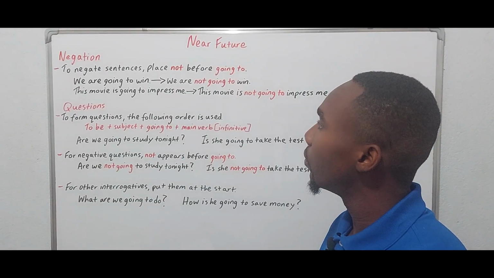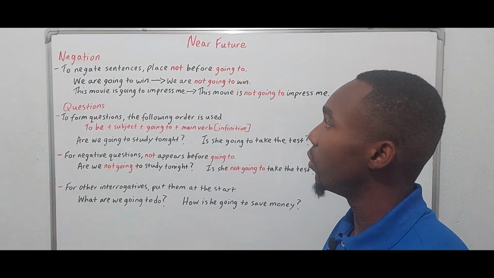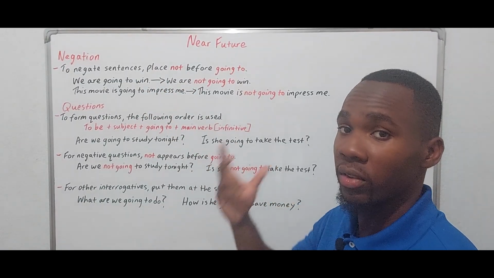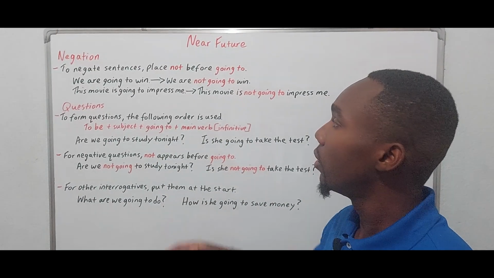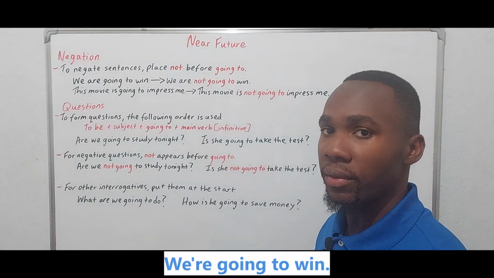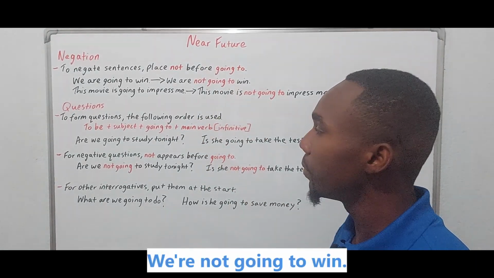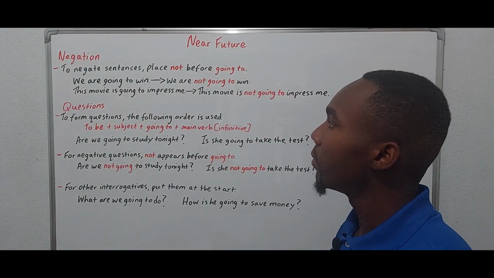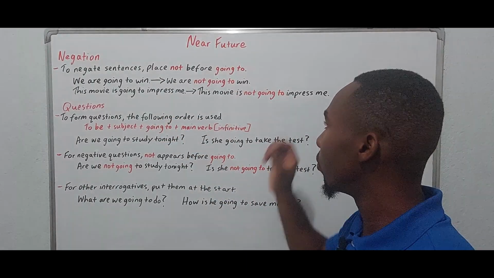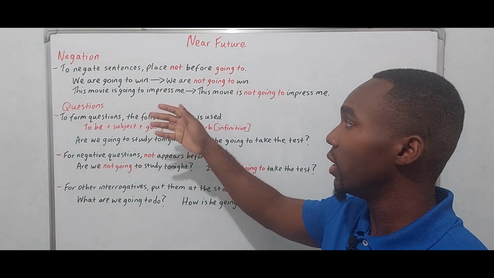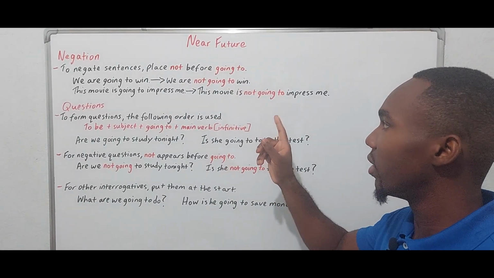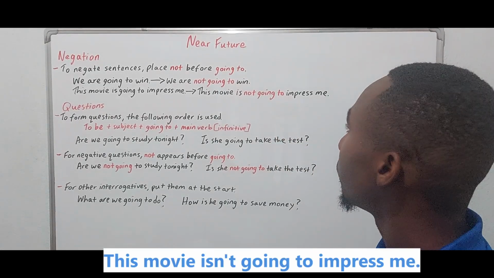Okay, so we move on to negation. So to negate sentences, we place not before going to. Okay, so we are going to win. That is a positive sentence or an affirmative sentence, and to negate it, we put not before going to. So we are not going to win. And I can also abbreviate this by saying we're going to win and we're not going to win. Okay, this movie is going to impress me. We can negate this by putting not before going. So this movie is not going to impress me. We can abbreviate it once again. This movie is, well, not in this case, right? But here we can abbreviate this by saying this movie isn't going to impress me.